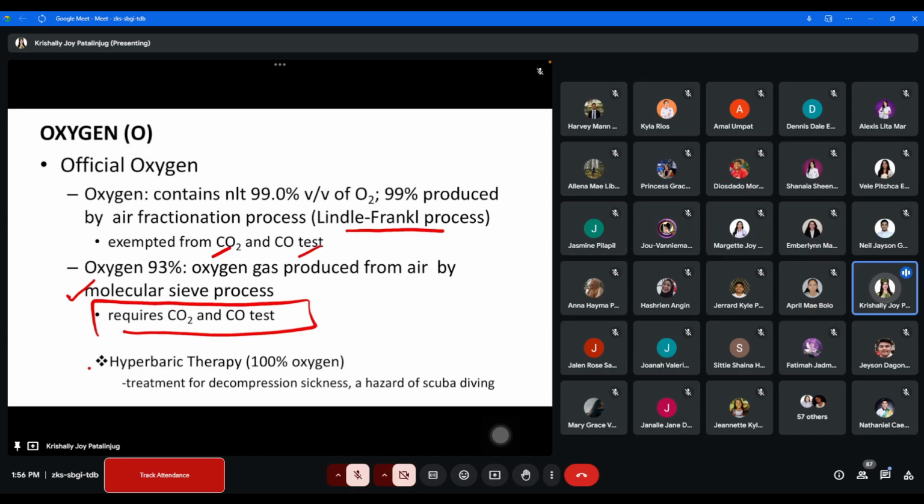This was already mentioned: hyperbaric therapy is 100% oxygen therapy. It can be used for the treatment of decompression sickness. This is what I mentioned earlier about nitrogen: when nitrogen gas is used as a diluent for oxygen in deep sea diving, it causes the bends, the decompression sickness. So, one possible treatment is hyperbaric therapy, 100% oxygen.